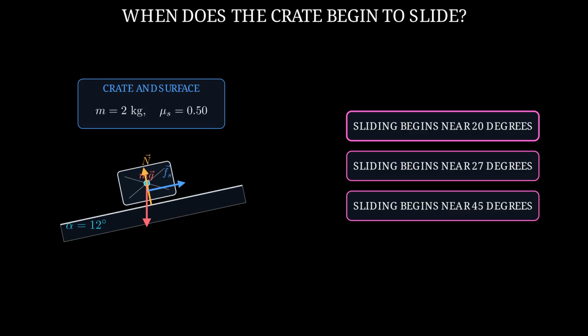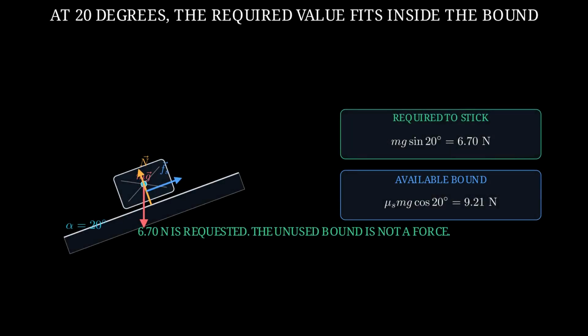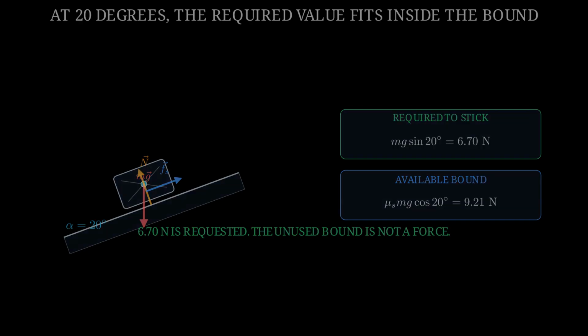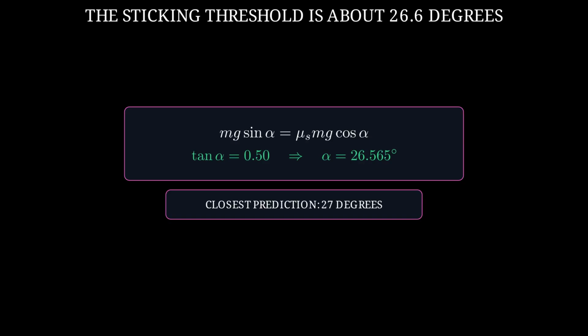I choose 20 degrees because gravity already has a visible component down the incline at that angle. At 20 degrees, gravity requests 6.7 newtons of uphill static friction. The available bound is about 9.2 newtons, so friction can supply the requested amount and the crate sticks. It does not spend the unused part of the bound. The threshold occurs when tangent of the incline angle equals 0.5, which is about 26.6 degrees. This is why the 27-degree choice is the closest prediction.